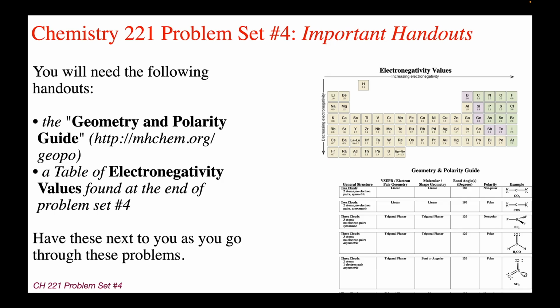Pretty cool. You will also need a table of electronegativity values. This is located at the end of problem set number 4, but if you don't have any of these things, of course, let me know. But you will need these as you go through the problems, in addition to the periodic table. Okay, let's see what problem set number 4 has to offer.